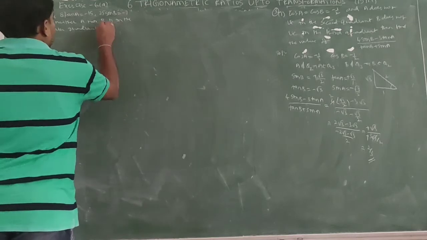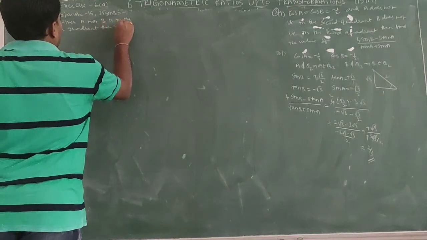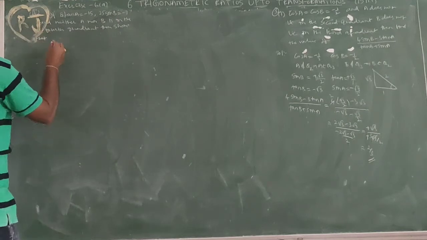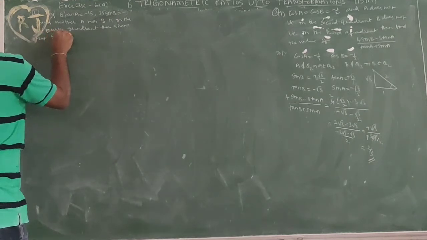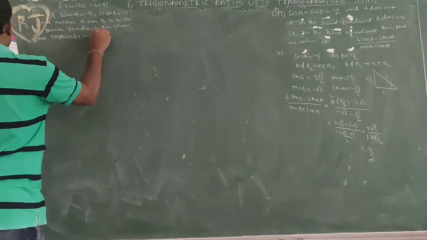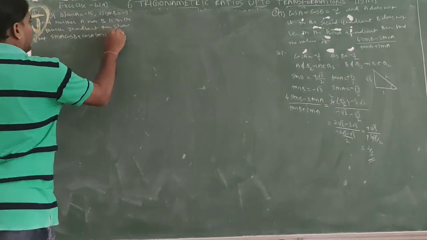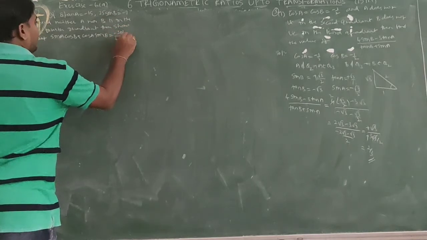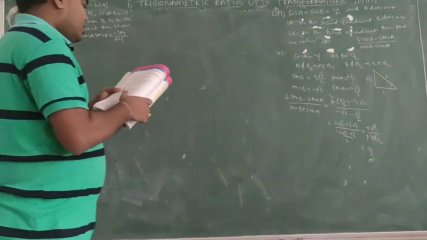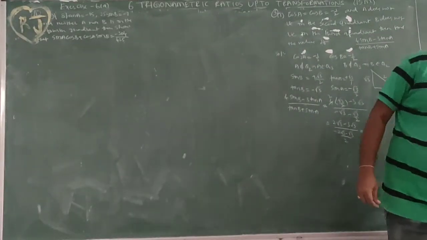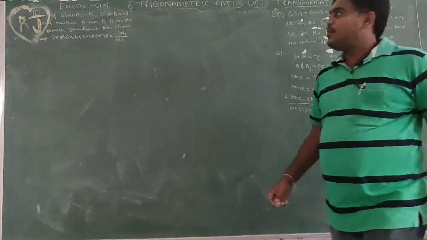Then show that sin A cos B plus cos A sin B equal to minus 304 by 425. Okay, we need to prove this one: sin A cos B plus cos A sin B equal to this. Now coming to the problem.